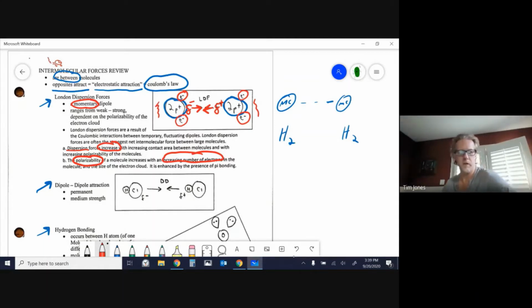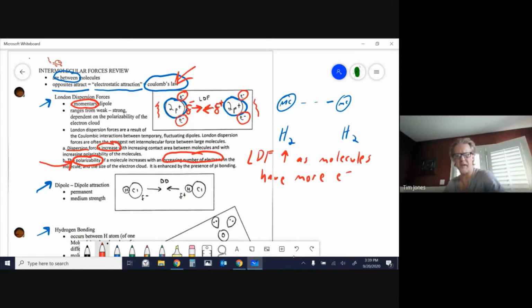So it's important to note that what I usually abbreviate, the LDF forces increase as molecules have more electrons. And the fancy way of describing that is to mention this polarizability here. And you could even work in Coulomb's law as needed.